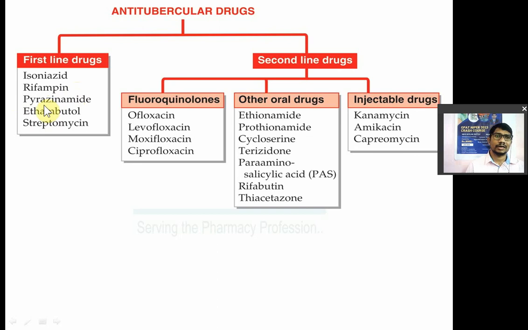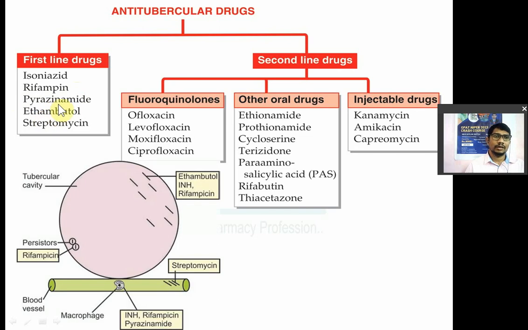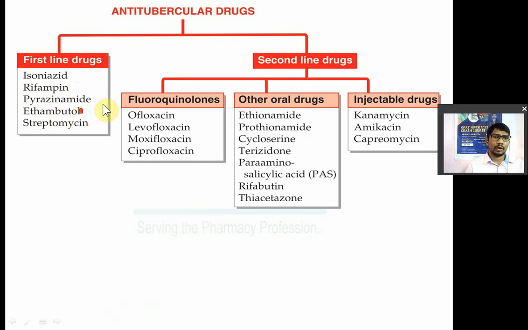Pyrazinamide is a drug related to isoniazid again. Mechanism is similar to isoniazid. Adverse effects are also similar to isoniazid: hepatotoxicity, neuropathy, etc. Ethambutol. It is again a first line drug. Ethambutol has an adverse effect known as optic neuropathy.